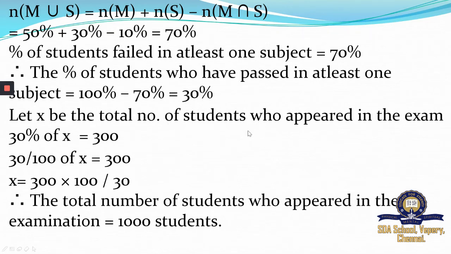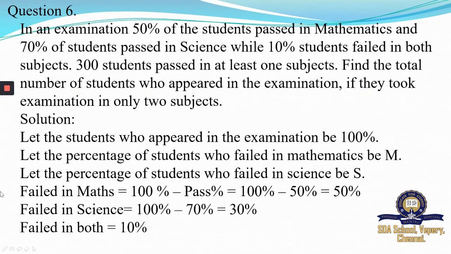Now, what we are supposed to find is the total number of students who appeared in the exam. Okay, now let us assume the total number of students who appeared in the exam to be X, since we do not know, correct? Now, let's get back to the question. They have said that 300 students passed in at least one subject. So basically, they have given us the answer itself, instead of giving it in percentage.